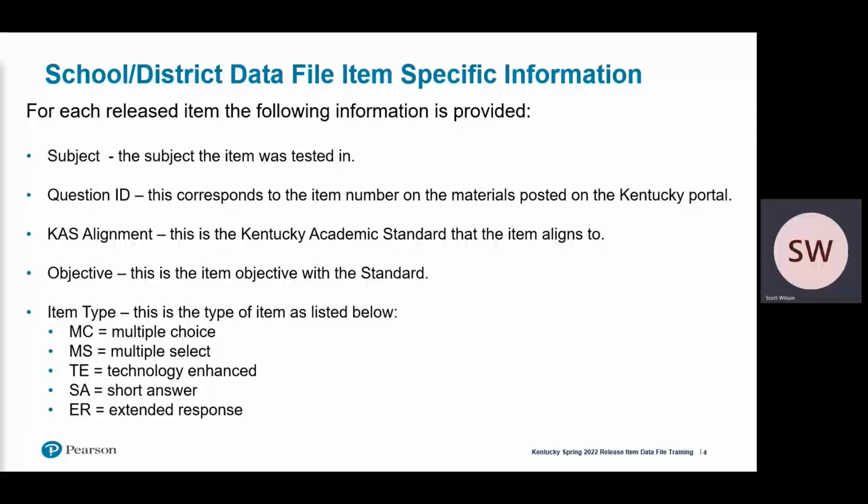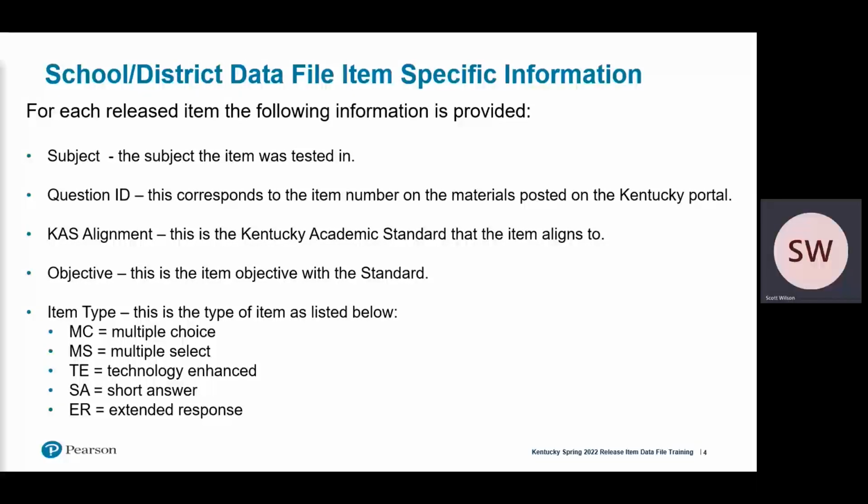First off, the subject. This is pretty straightforward. This is the subject the item was tested in. Next is the question ID. This is a really important one. This corresponds to the item number on all of the materials that are posted on the Kentucky portal. So this question ID is how you will link up all of the stats, all of the anchor papers, things like that. I will go into more detail on that later in the presentation, but the question ID is very important and it will help you link up all of the material.